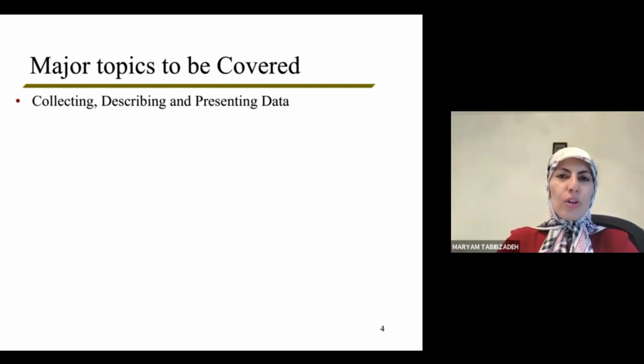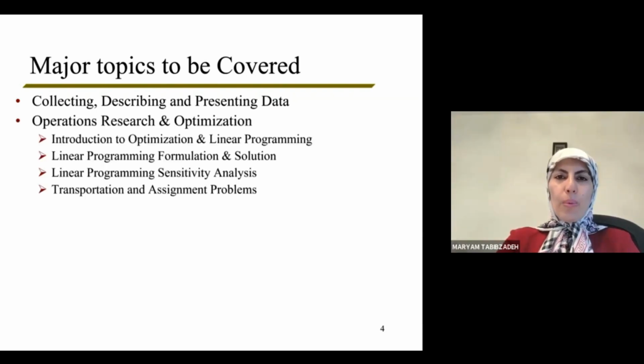Major topics that are covered in the course, we talk about how we collect data, what are some of the methods of data collection, sampling, and then after data has been collected, how could we describe and present data using both mathematical measures as well as using graphs and tables in order to visually present data. We go over operations research and optimization models.